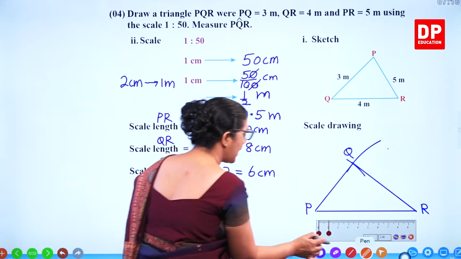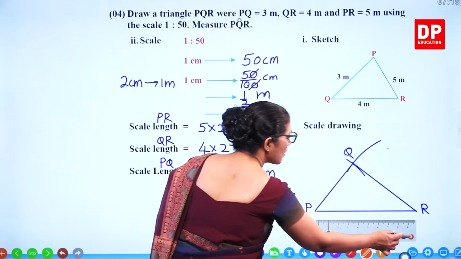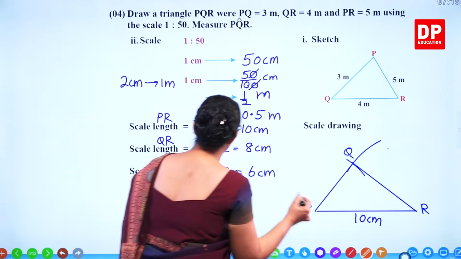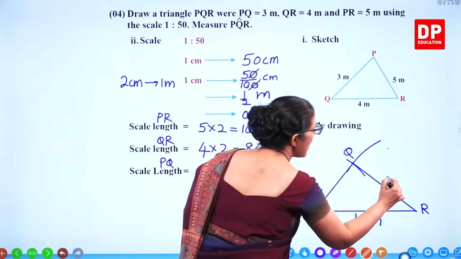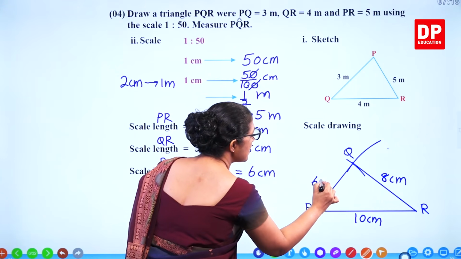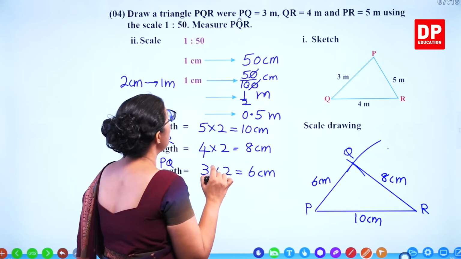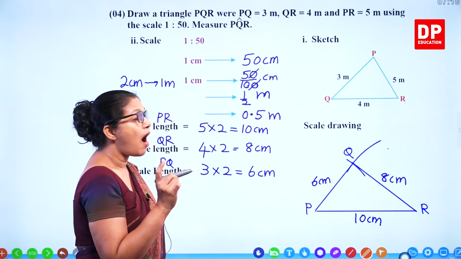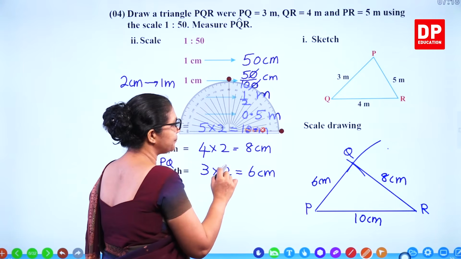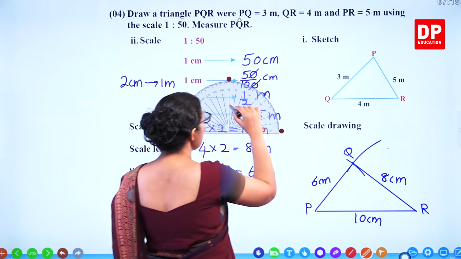So what are the scale lengths? PR is 10 centimeters, QR is 8 centimeters, and PQ is 6 centimeters. Now we need to measure PQR angle. For that you can take the protractor. So we have to measure this angle.